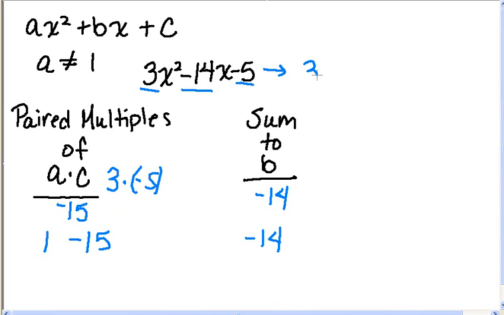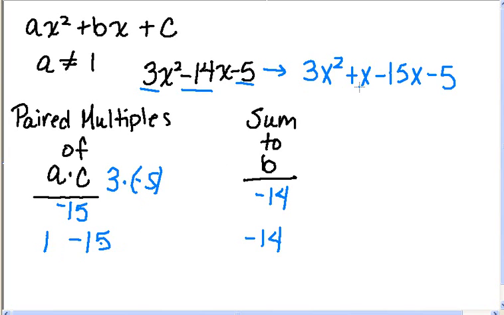So here I'm going to rewrite this as 3x squared plus x minus 15x minus 5. Okay, now why would I do that? Well, the x comes from, I'm going to put a 1 in front of x, and then I'm going to put a minus 15 in front of x. I use my two multiples to rewrite this. I haven't changed the problem in any way.